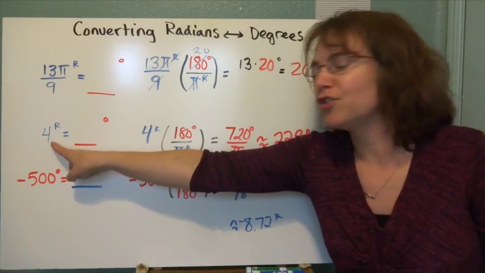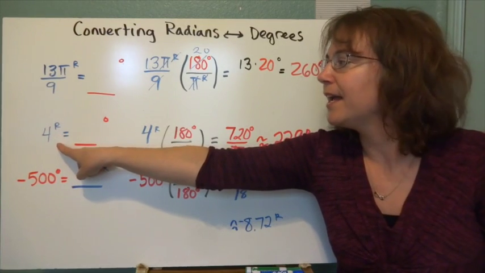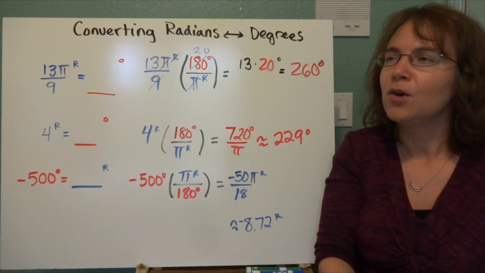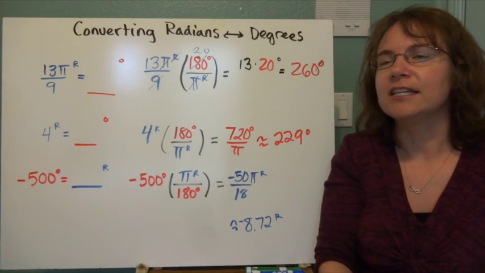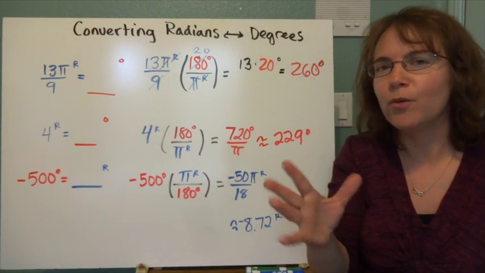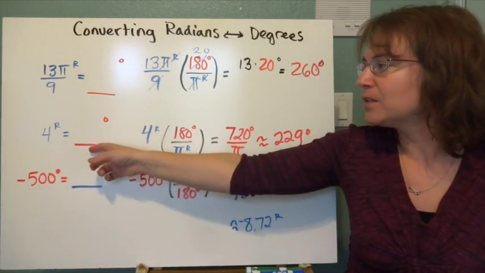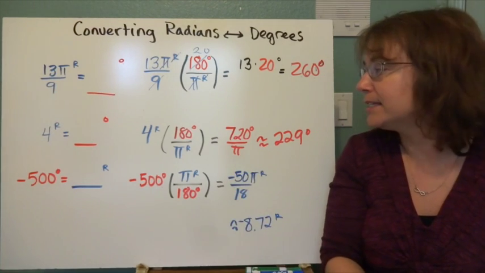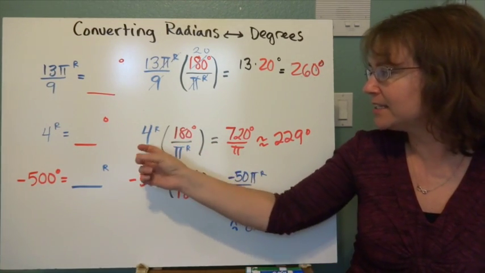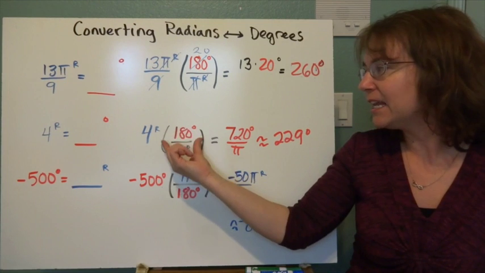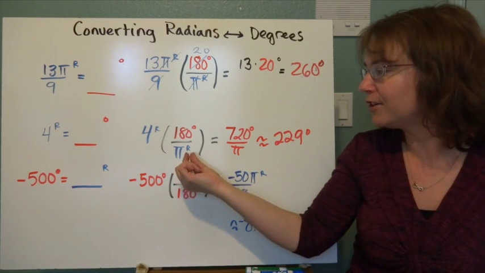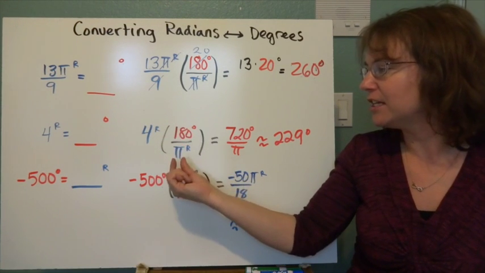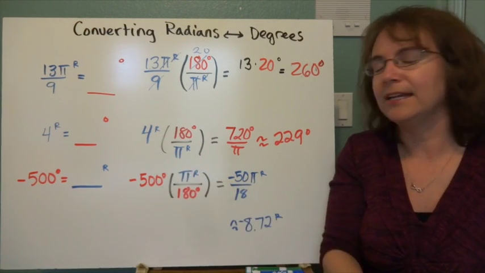This one is a little bit tricky. Notice this one doesn't have a pi. If I want to convert 4 radians into degrees, well, I know that a full circle is 2 pi radians, or 6.28-ish radians, so I don't expect this degree measure to be any higher. It has to be lower than 360. So when I'm doing this, I have my 4 radians, and again I'm going to multiply by my conversion factor, and I'm doing that so that the r's will cancel. So I have 180 degrees over pi radians.